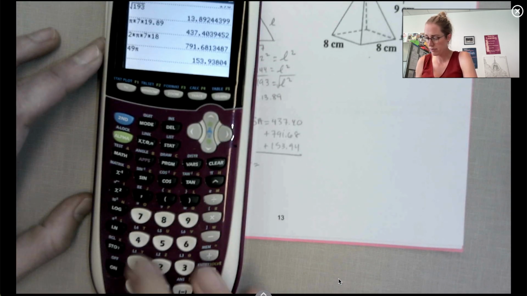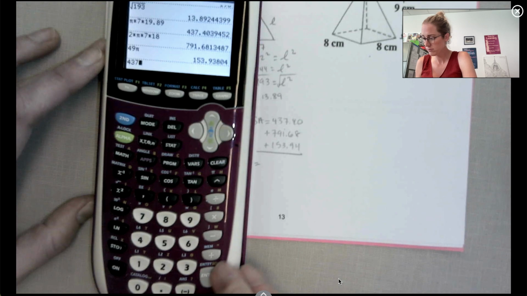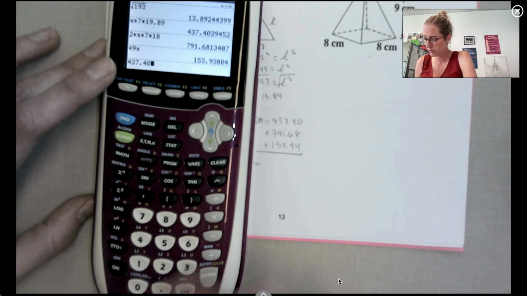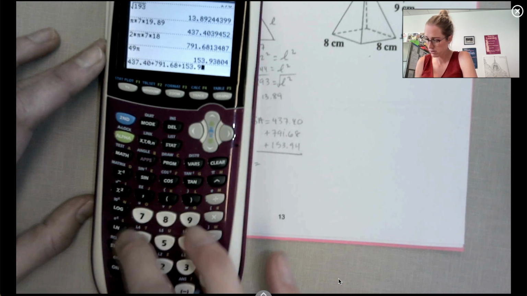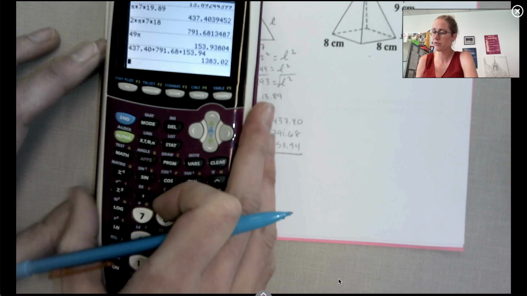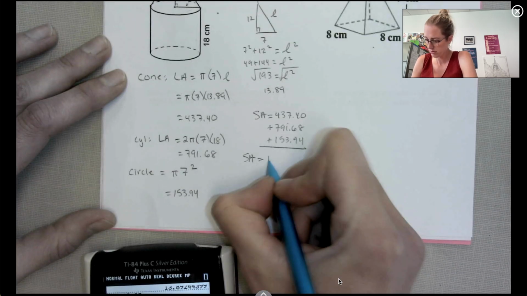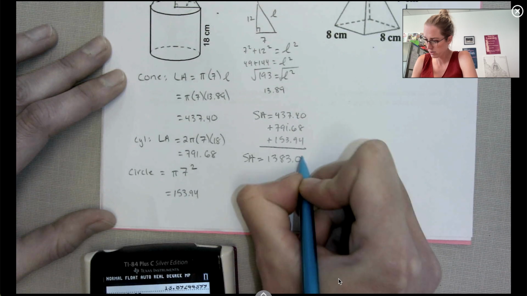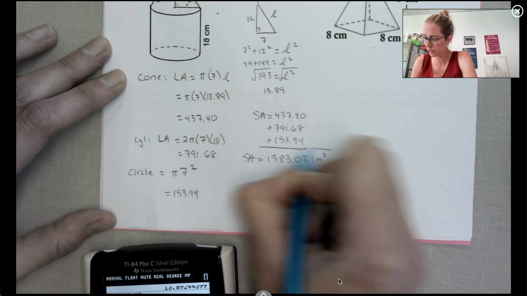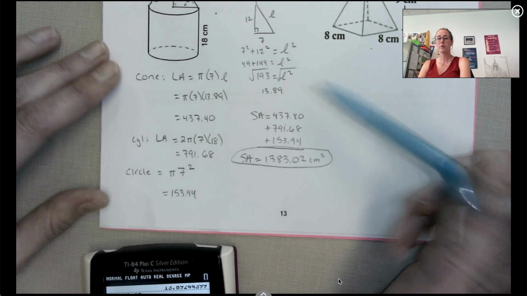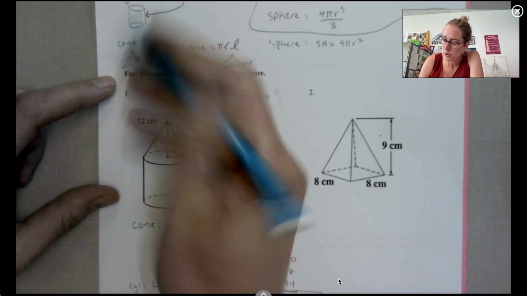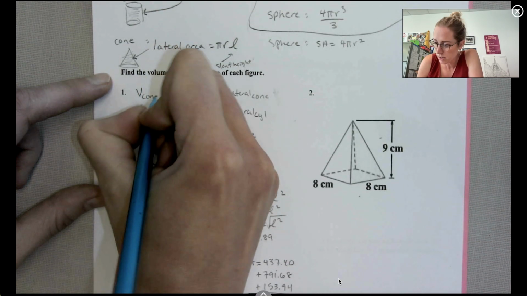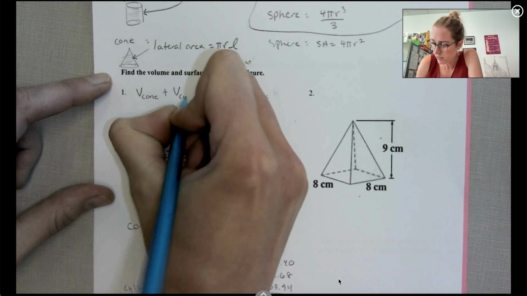All right, so we got 437.0 plus. All right, we got 1,383.02. And this is a type of area, so it has square centimeters. Okay, we're also asked to find volume. So our volume is volume of the cone plus volume of the cylinder.